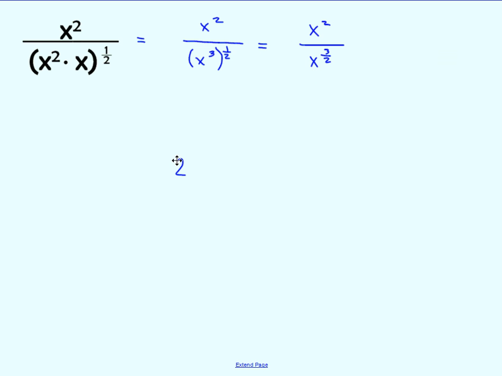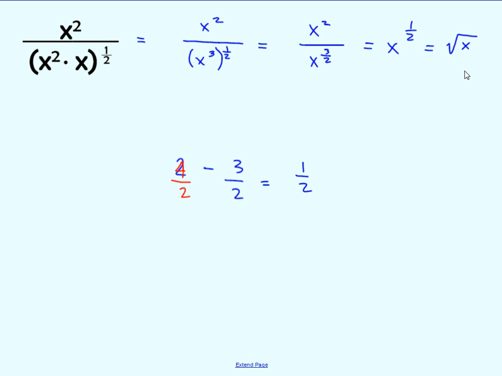So I want to do 2 minus 3/2. I have to have a common denominator. So this 2 is really the same thing as 4 over 2. So if I do 4 over 2 minus 3 over 2, then I'm going to get 1 over 2. So this would be x to the 1/2. But I don't want a fractional exponent, I need to rewrite that. We learned in our last video that x to the 1/2 is the same thing as the square root of x. So my final answer for this would be the square root of x.